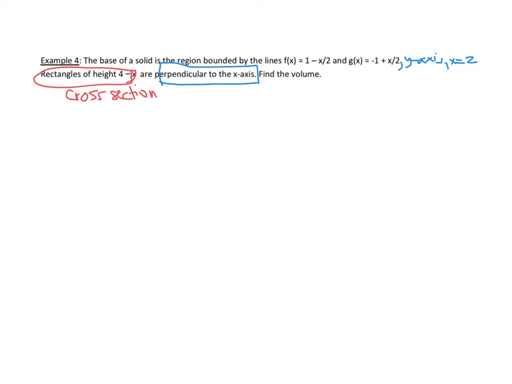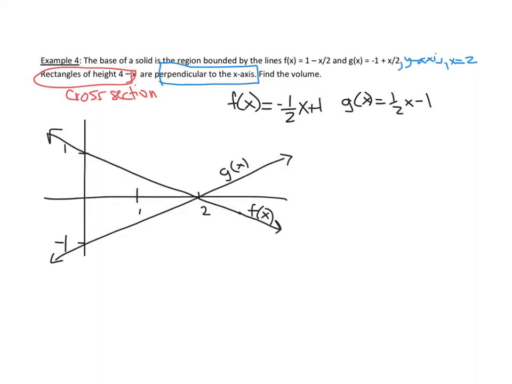And I like to rewrite my equations that are given like this. I like to write them in slope-intercept form. So f of x is equal to negative 1/2 x plus 1. And then g of x is equal to 1/2 x minus 1. Go ahead, pause the video. I want you to draw them on your own. So hopefully you got something that looks like this. I just kind of zoomed in on the part of the graph that I actually need to worry about, but if your graph is bigger, that's fine. So the base of our solid is going to be this shaded area right here.